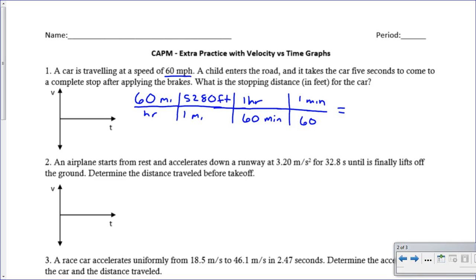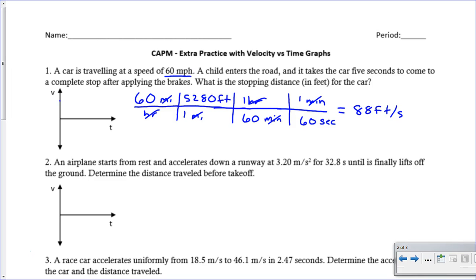Go through and do all of that. You should see that things cancel out. Miles cancels out with miles. Hours cancels out with hours. Minutes cancels out with minutes, and we're left with feet per second. You do that, you should get 88 feet per second. Okay, so 88 feet per second is what we're starting with here.